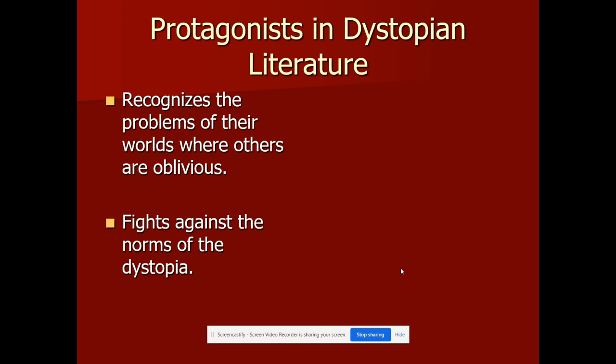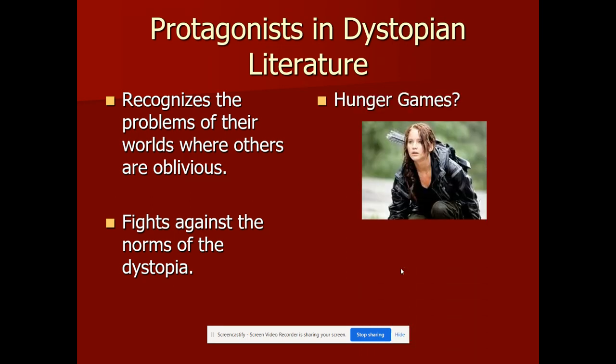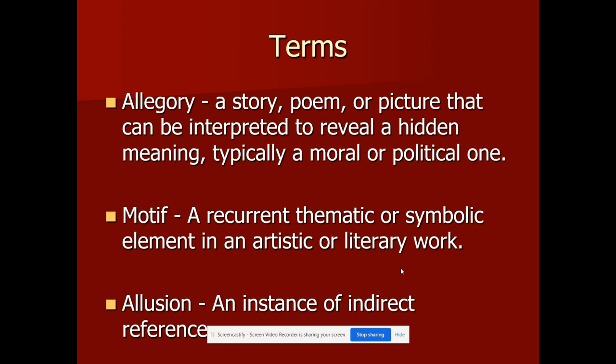Protagonists in dystopian literature often recognize the problems of their worlds where others are oblivious. And our protagonists usually fight the norms of a dystopia. A good example of that would be the Hunger Games, where Katniss has to fight against her terrible world where children kill each other. And we'll maybe talk about Hunger Games as well, because it's very much connected and even in a lot of ways based on Lord of the Flies.